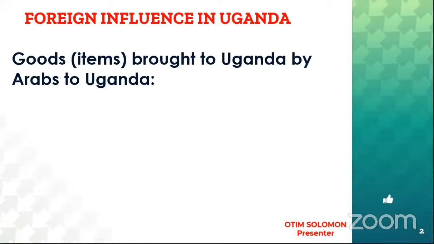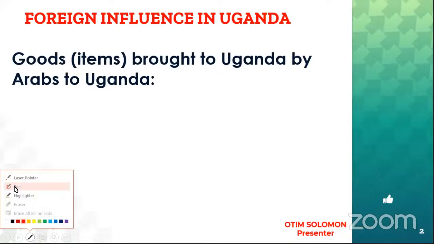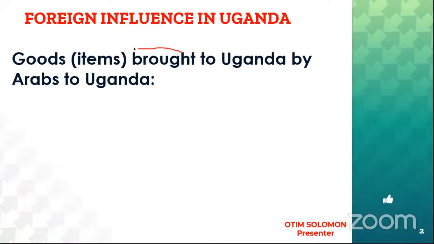Okay. So that is what we looked at the last week we met, and I am very glad that the children are able to remember. So we want to go ahead and check on the trading items, okay? The trading items were divided into two. We had the trading items that were brought to Uganda. I want to highlight that word, brought to Uganda. And then we had trading items that were taken from Uganda.